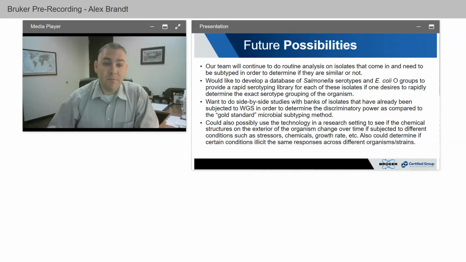We also would possibly be able to do side-by-side studies with banks of isolates that have already been subjected to whole genome sequencing, in order to determine the discriminatory power of the Bruker IR biotyper as compared to the gold standard microbial subtyping method of whole genome sequencing. We'd also like to understand how those 2 relate to each other.